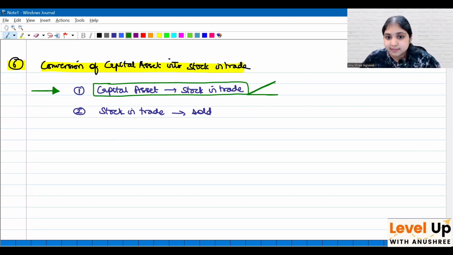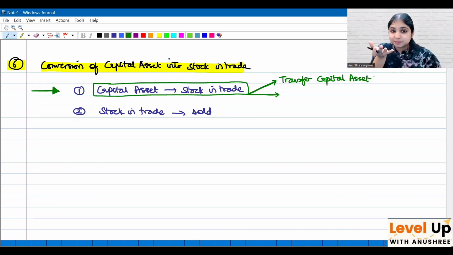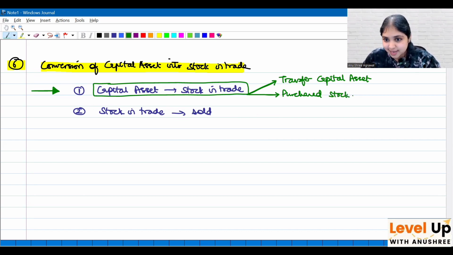Tell me, what are the two things that you will imagine here? The capital asset got converted into stock in trade, which means no more capital asset. So what will you assume? You'll assume that you transferred the capital asset, and what do you have in your hands now? You have stock in trade in your hands. So you will assume that you purchased the stock in trade. Understanding?